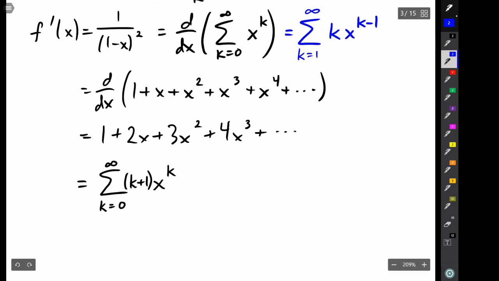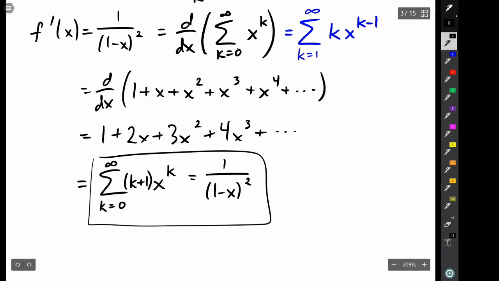All right. So this right here, this is a power series for the function 1 over 1 minus x quantity squared. Right? That's pretty neat. Now, what's actually even more neat is looking at this one in the other direction.